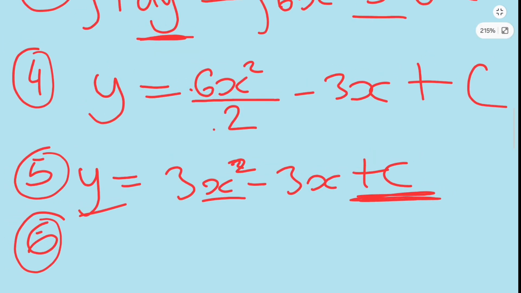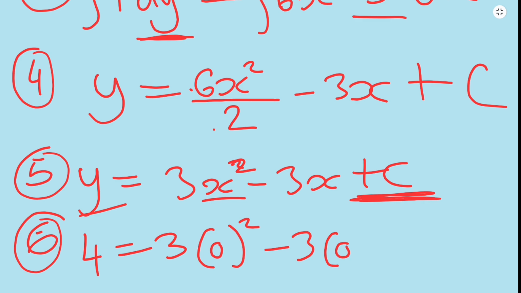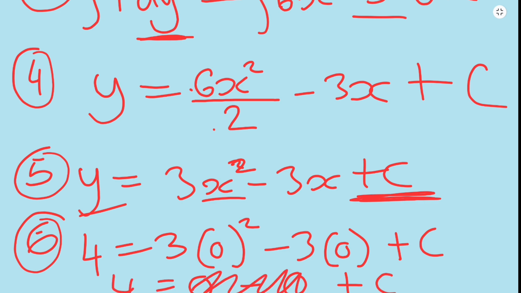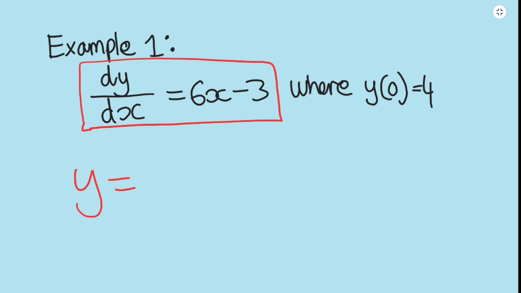So all we have to do is substitute. So y is 4 equals 3 times 0 for x squared minus 3 times 0 for x plus c. So these will cancel out to 0 minus 0 plus c equals 4. So the zeros don't really matter. That means c equals 4. Therefore our answer would be y equals 3x squared minus 3x plus 4.